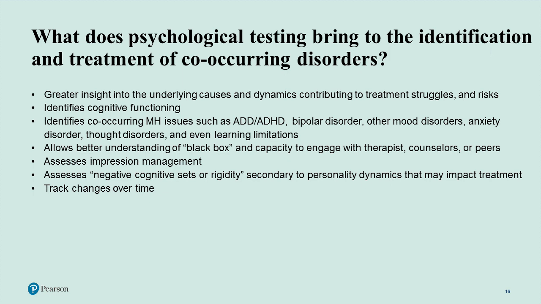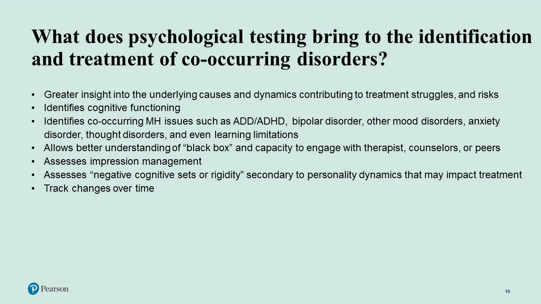Testing also helps us to identify cognitive impairments that may really limit their success in treatment, or may be making it difficult for them to move forward. It helps us identify mental health issues such as ADD, as I mentioned, bipolar, major mood disorders, and anxiety disorders in particular. Many folks aren't aware of this, but there's an estimate that approximately 30% of folks who have addiction issues also have co-occurring social anxiety issues as well that really never get identified and treated.